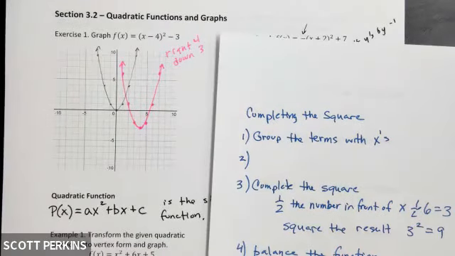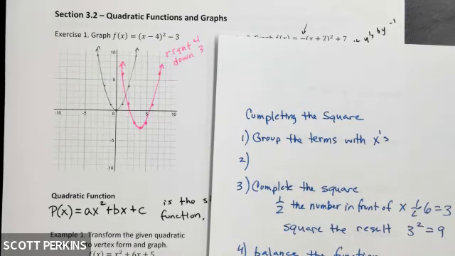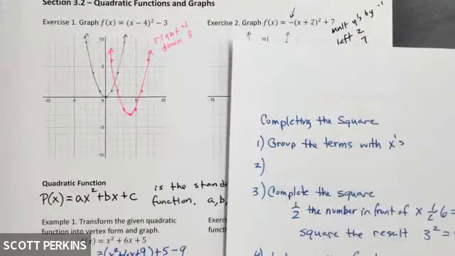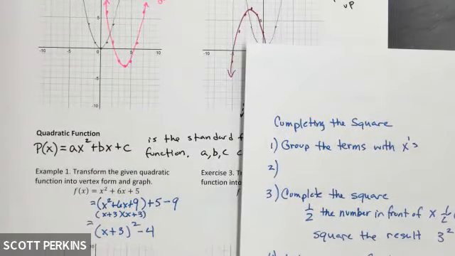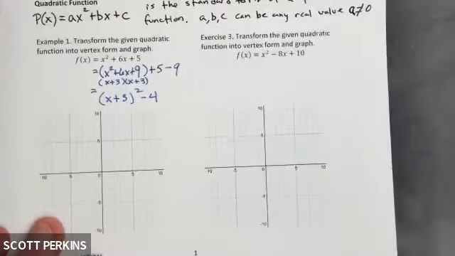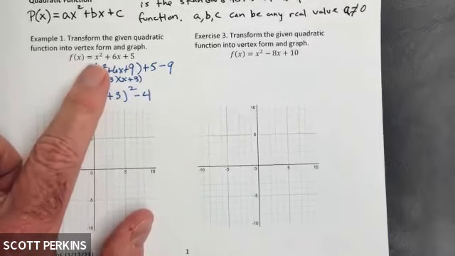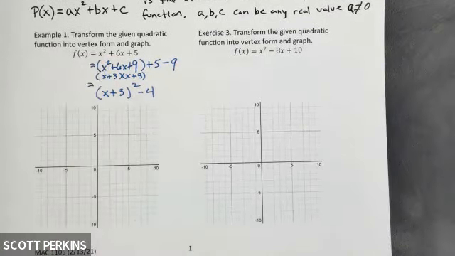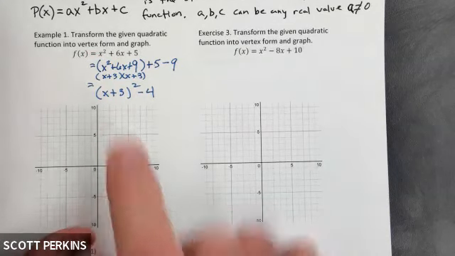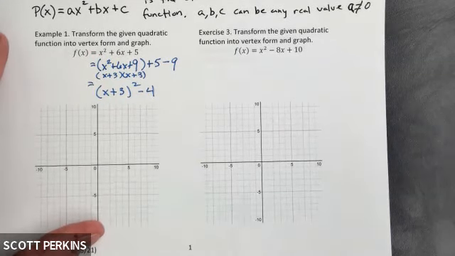So last time we began talking about section 3.2. We were looking at our graphs of quadratic functions. We did a couple review problems of graphing, and then we came to the situation where, okay, if I have a quadratic function that's not in the vertex form and I want to graph it, what do I do? And so we talked about this process called completing the square.